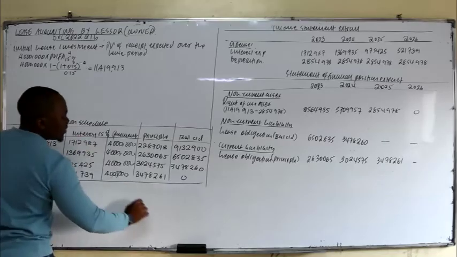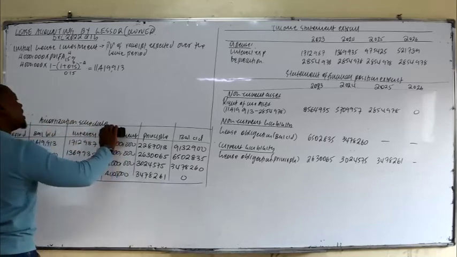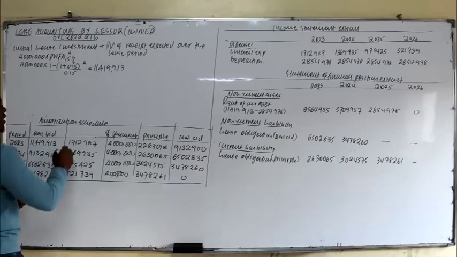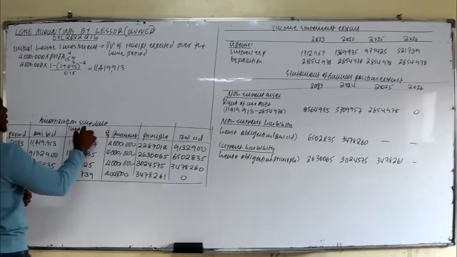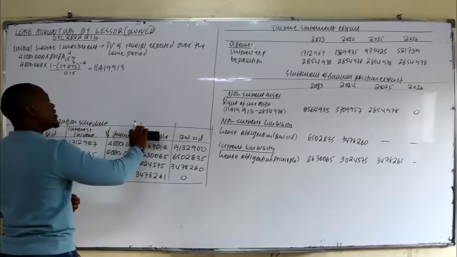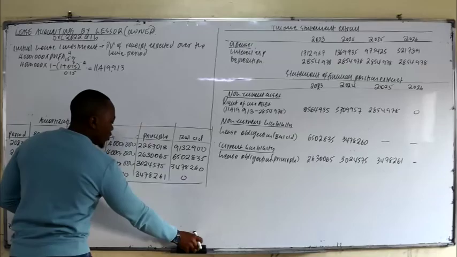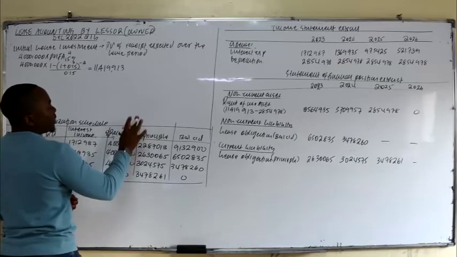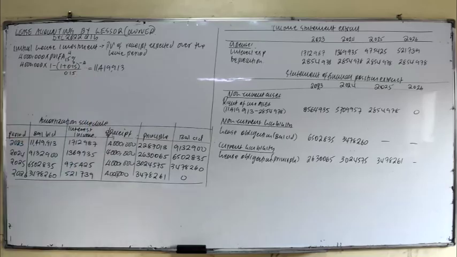Now, instead of interest expense, this will be interest income. You are the owner, you are the one receiving this interest. So here you have interest income. Instead of payment, you are the one receiving 4 million each year. So it will be receipt. The principal does not change, and then the balance carried down.